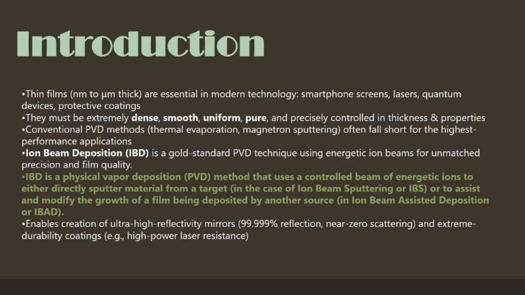So when we come to the definition of ion beam deposition, it goes like this. Ion beam deposition is a physical vapor deposition method that uses a controlled beam of energetic ions to either directly sputter the material from a target or to assist and modify the growth of a film being deposited by another source.